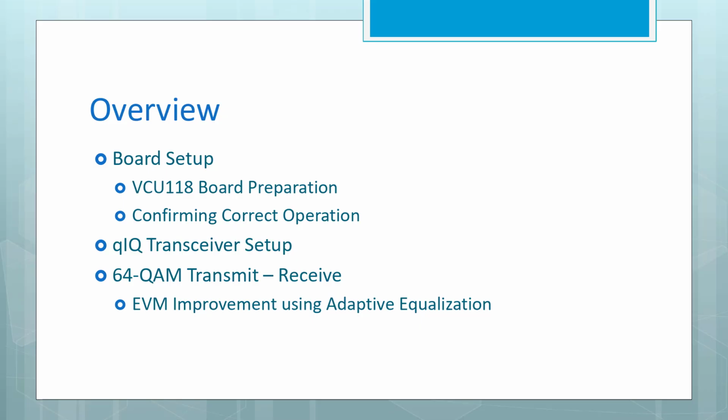First, we'll be showing you the board setup, and then how to bring up the VCU118 board, and then how to confirm that the correct configuration is running. We'll then bring up Quick Transceiver and show you how to set that up, and then we'll run a 64 QAM transmit-receive signal, and we'll show you an improvement using adaptive equalization and then some amplification.